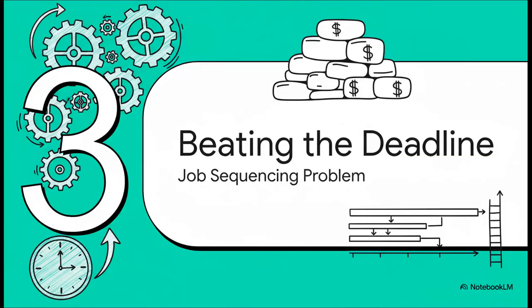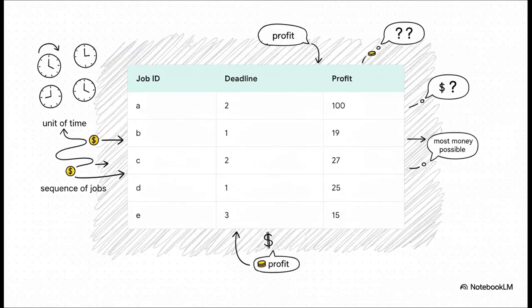All right, so that one was pretty straightforward. Now let's take that same logic and apply it to something a little more complex. Maybe a high-stakes business problem like scheduling jobs to maximize your profit. So here's the scenario. We've got 5 different jobs we can do. Each one takes just 1 unit of time to complete, but each one has a different deadline it has to be finished by, and of course, a different profit. Our goal is to figure out the sequence of jobs that's going to make us the most money.